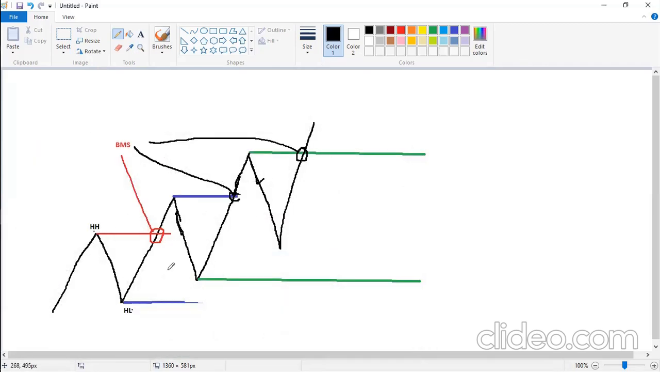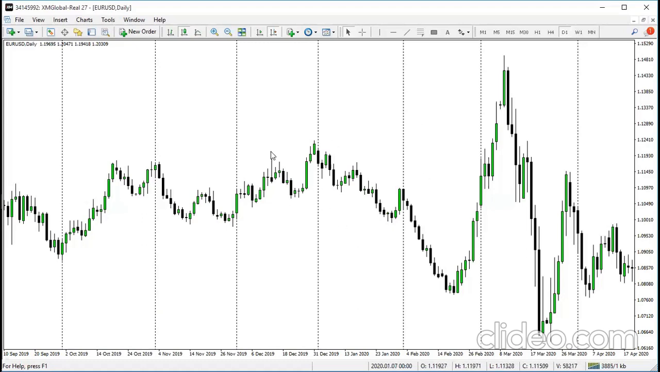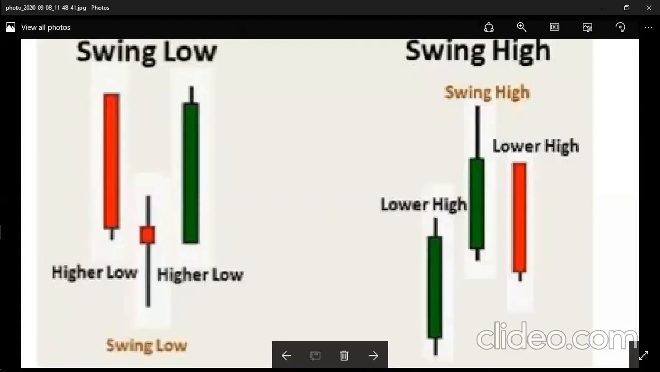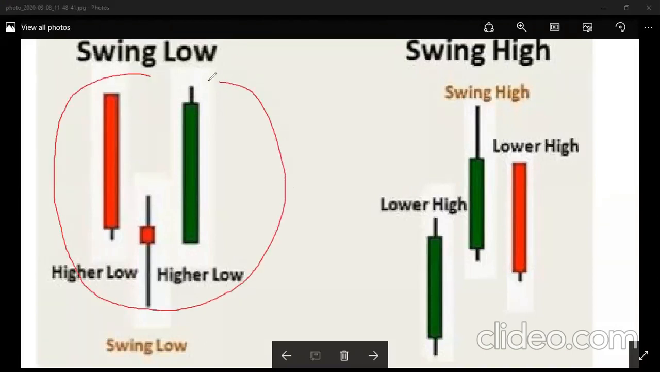Now, these higher highs, higher lows, what are we looking for? If we go to a chart, the chart looks like this, with candles. So what are we looking for? What is a higher high? What is a higher low? It looks like this. We're looking for a 3-candle pattern.